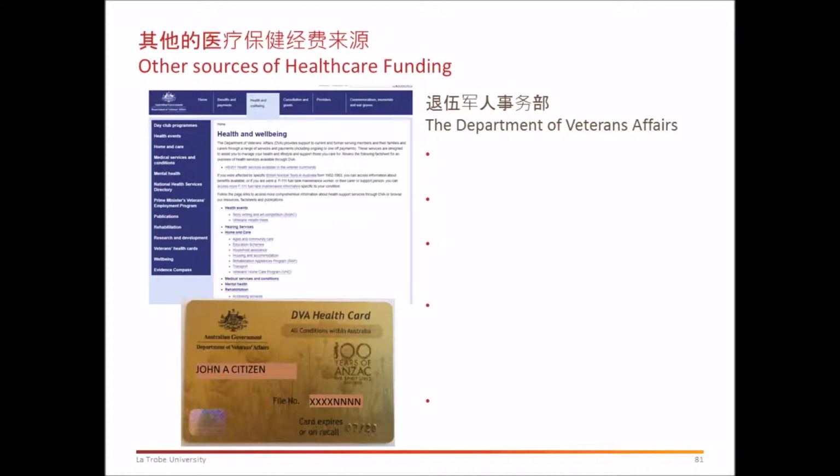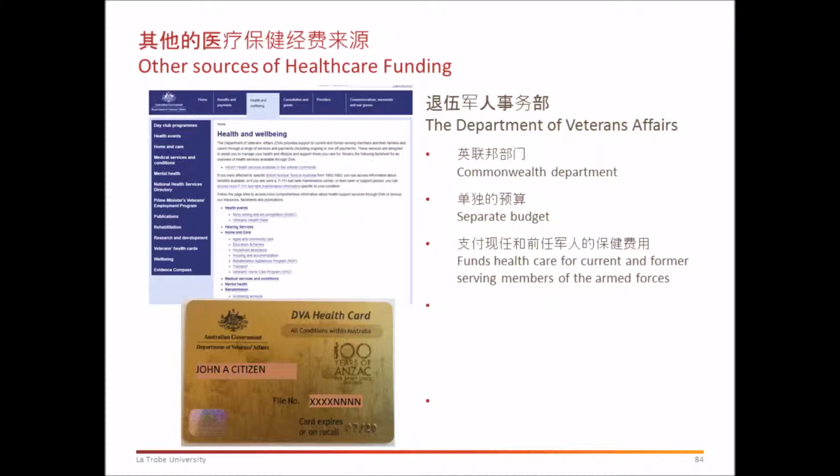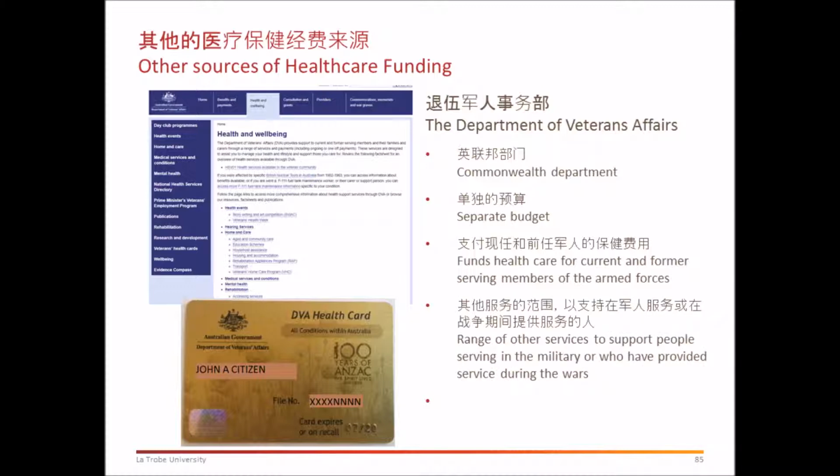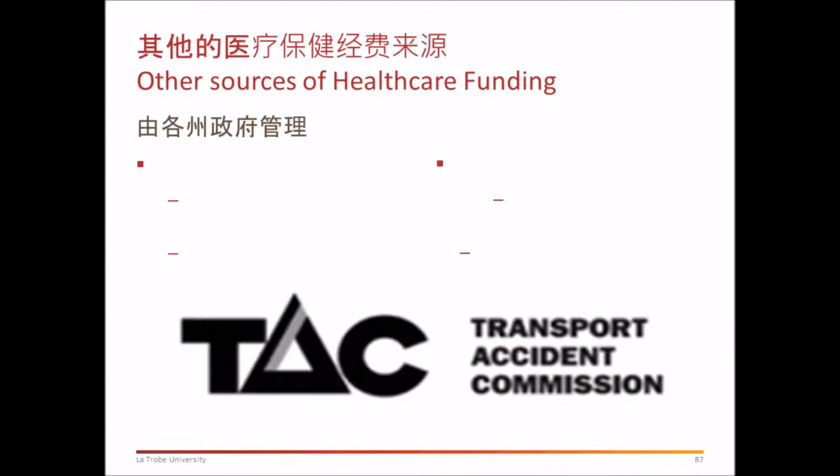There are other sources of healthcare funding. The Department of Veterans Affairs, which is a Commonwealth department and has a separate budget from the health budget, will fund healthcare for current and former serving members of the armed forces, and it provides a range of other services to support people serving in the military or who have provided service during the wars. And this can include personnel such as merchant mariners from the Second World War.